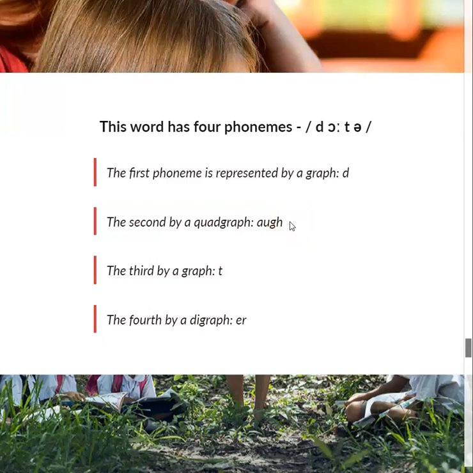The third phoneme, t, is represented by the letter T, and that is a graph, a 1-letter spelling choice. And the fourth phoneme, er, is represented by a digraph, ER, a 2-letter spelling choice. So you can see that this one word has a combination of different types of graphemes. It's got graphs, digraphs, and a quadgraph.